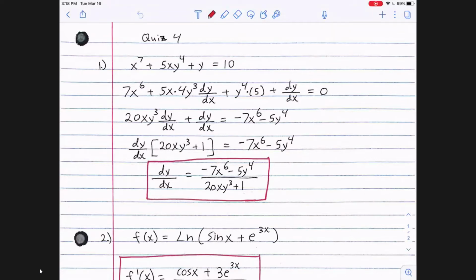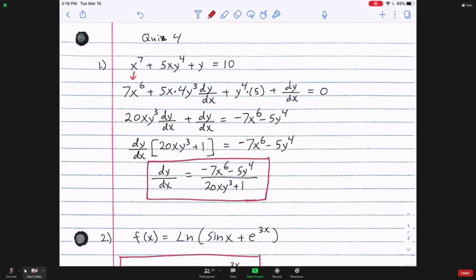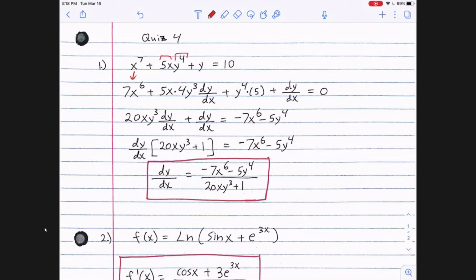So find dy over dx by implicit differentiation. So x to the 7th, that's just 7x to the 6th. Now, this gave you guys some trouble. 5x times y to the 4th, you have to use the product rule there. So this is first times the derivative of the second plus second times the derivative of the first. And then, of course, the derivative of y is dy over dx.